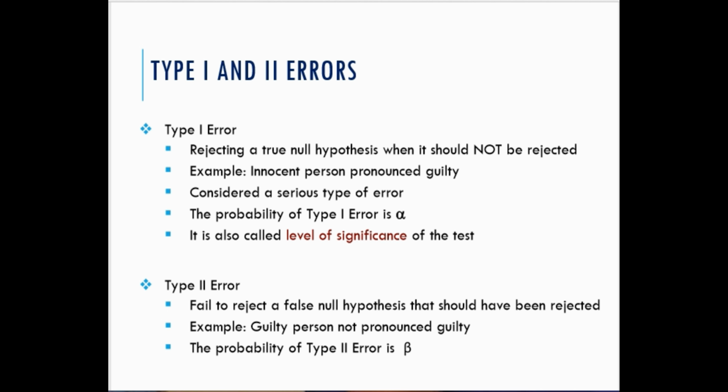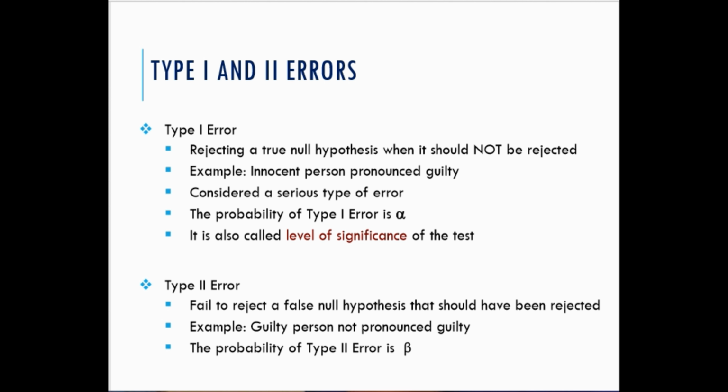The type 2 error is failing to reject a false null hypothesis. Your null hypothesis is actually false and it should be rejected, but you did not manage to reject it, then this is the type 2 error. For instance, a guilty person is not pronounced guilty. The null hypothesis that the person was not guilty is false in reality, but you did not reject the null hypothesis and you allowed him or her to walk free. That is a type 2 error.